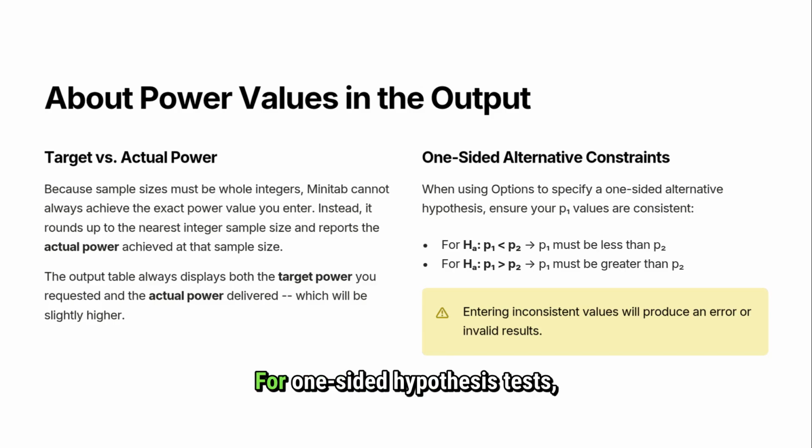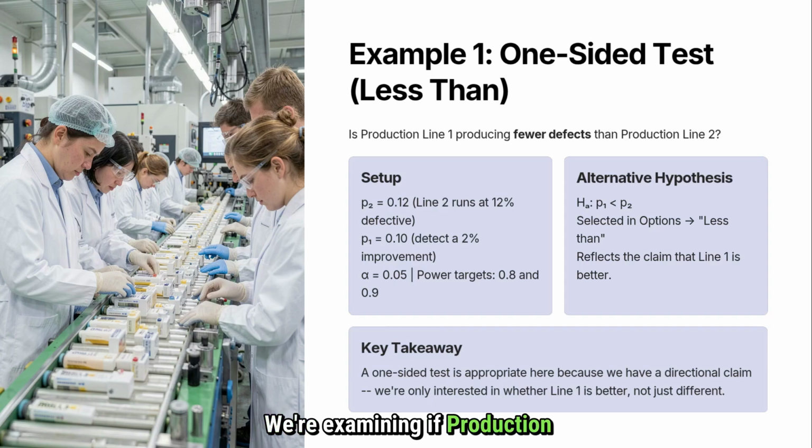in the output. For one-sided hypothesis tests, the input values must also be consistent with the alternative hypothesis. If the alternative hypothesis is P1 < P2, then P1 must be less than P2. Entering inconsistent values may result in calculation errors or invalid results. We're examining if production line 1 has fewer defects than line 2. With proportion 2 at 12% and proportion 1 at 10%, we aim for a 2% improvement.